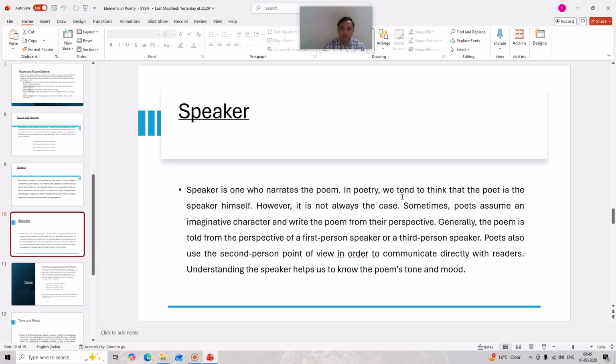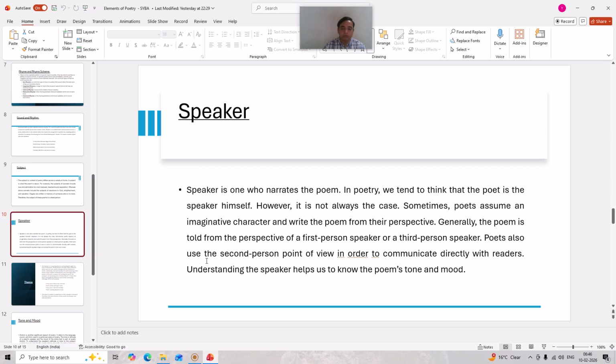In poetry, we tend to find that the poet is the speaker himself most of the time. However, it is not always the case. Sometimes poets assume an imaginary character and write the poem from their perspective. At that time, the speaker of the poem is not the poet himself or herself. Generally, the poem is told from the perspective of a first person speaker or third person speaker.